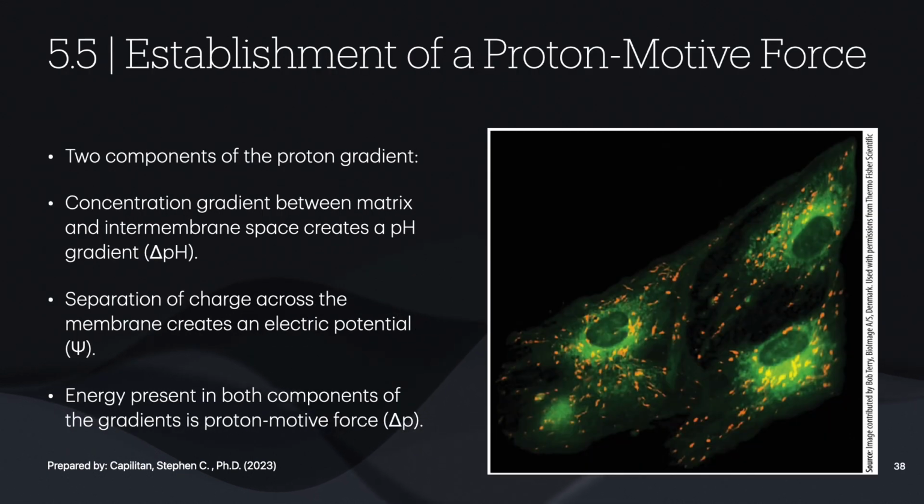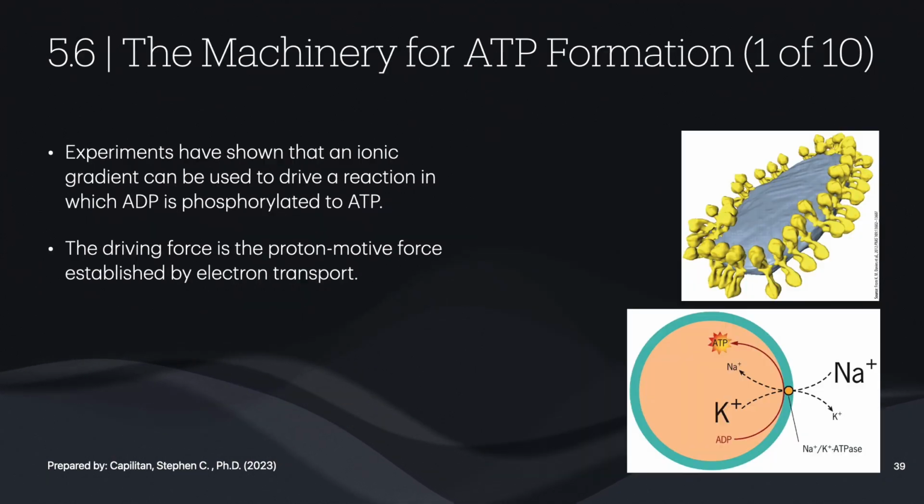There are 2 components of your proton gradient. The first is a concentration gradient between the matrix and the intermembrane space, which creates the pH gradient, or delta pH. The separation of charge across the membrane creates an electric potential, psi. Energy present in both components of the gradient is called the proton motive force, or delta P. Here you see a microscopic visualization of the proton motive force in your mitochondria.